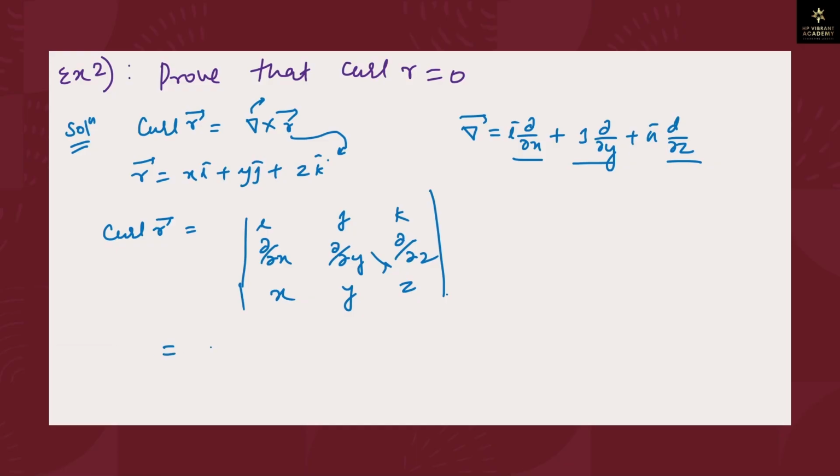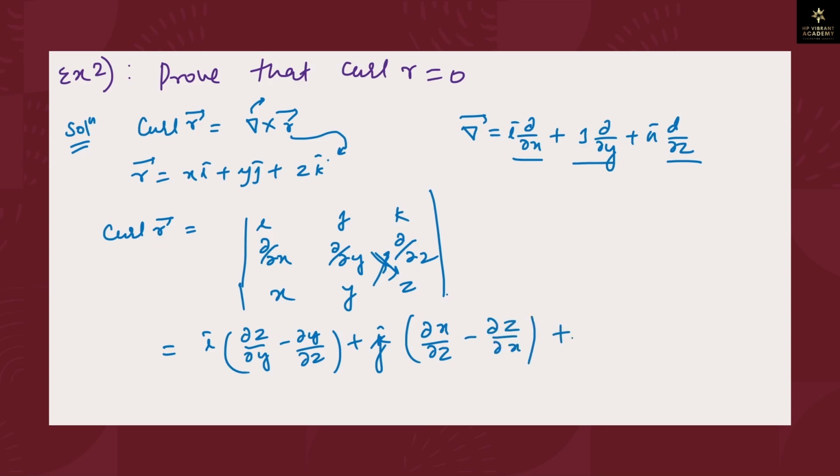So curl of R is equal to the cross multiplication. So this is i cap times (∂z/∂y − ∂y/∂z), plus, sorry, this is j cap times (∂x/∂z − ∂z/∂x), plus k cap times (∂y/∂x − ∂x/∂y).